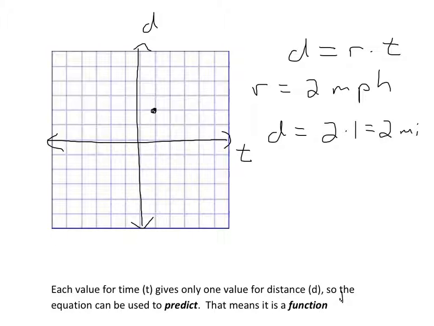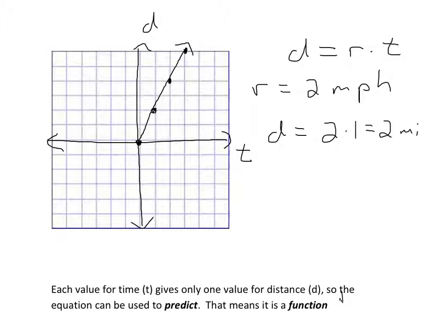After 2 hours, you'll have gone 2 times 2, or 4 miles. And after 3 hours, you've gone 6 miles. At the very beginning, when the time was 0, you hadn't gone anywhere at all, so let's put that point on there. And then we'll connect all those. And I'll put a little arrow at the end to show that time could keep on going and the distance would keep on going. So let's look at this equation.